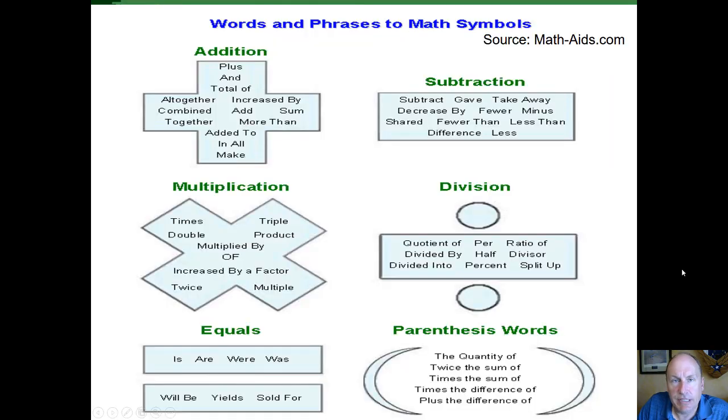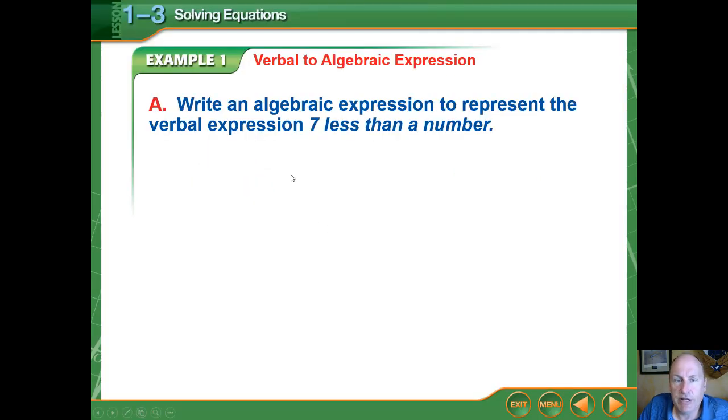Very often we need to translate words and phrases into mathematical statements and sentences. And this is something from mathaids.com that is helpful, I think, in organizing that. So we have addition, subtraction, multiplication, division, things that involve equals or parentheses or grouping words, all of which help us organize and translate verbal, written words into mathematics. I'm not going to go over all of this, but this is a great way, I think, to organize a lot of these words that you're going to see. Now, this is by no means all of them, but these are certainly some of the most common that you're going to see. So let's do a little bit of translation here.